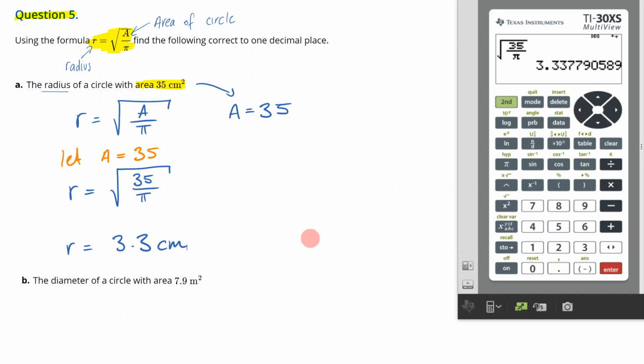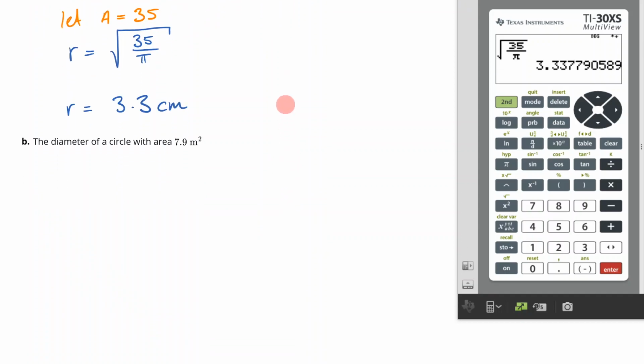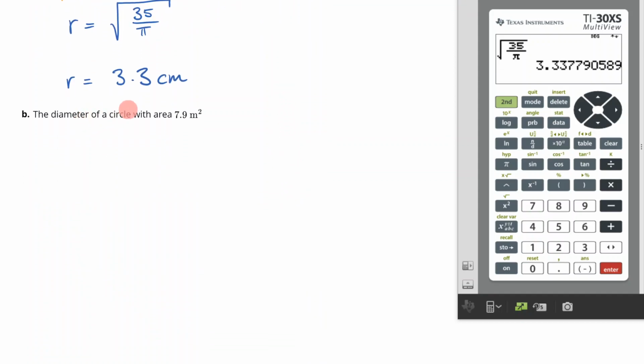And now we will just do the same thing for our next question here. So if I scroll down here, it says that the diameter of a circle with the area of 7.9 meters squared. Well, again, what I'm going to write down is just the formula that I know, that the radius is equal to the square root of a on pi. This time they're telling me that the area is equal to 7.9. So what that means is a is equal to 7.9. So we're just going to sub that value into our formula here. So we're going to get r is equal to the square root of 7.9 over pi.